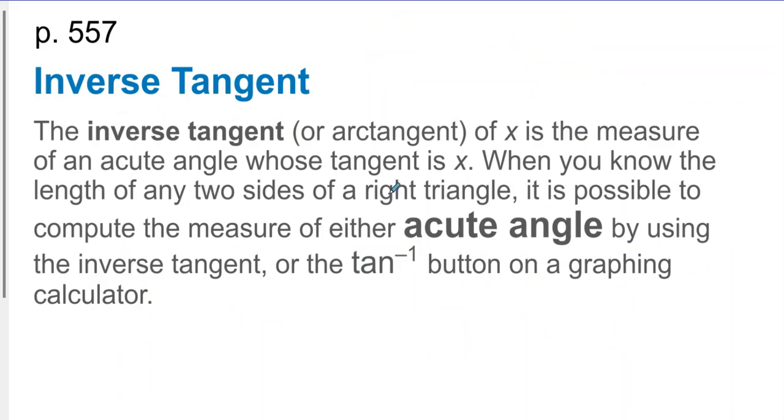As part of our lesson central question, we're also going to learn how to find missing angles. So we're going to use the inverse tangent for that. Inverse tan, also said as arctangent of x, is the measure of an acute angle whose tangent is x. When you know the length of any two sides of a right triangle, it is possible to compute the measure of either acute angle by using the inverse tangent, or you can also write it like this if you want to, inverse tangent. That's the button on the calculator.